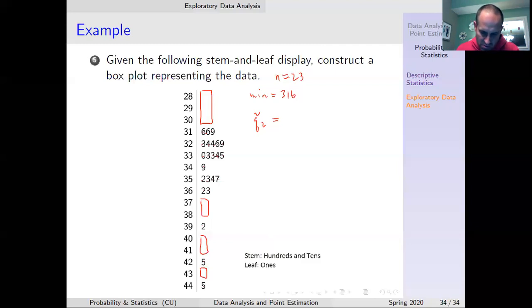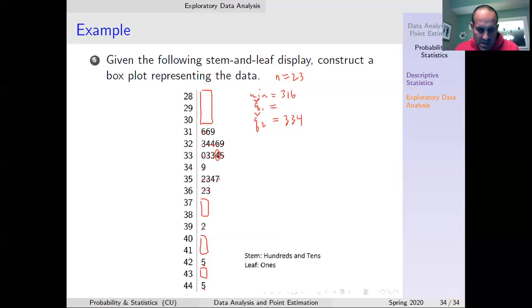1, 2, 3, 4, 5, 6, 7, 8, 9, 10, 11, 12. Okay, it's this guy right here, 334. And let's just make sure, just for good measure, that there are 11 things above it as well. 1, 2, 3, 4, 5, 6, 7, 8, 9, 10, 11. Indeed, there are. So now I have 11 things below and 11 things above. So what am I going to do? Well, I can actually find Q1 tilde.